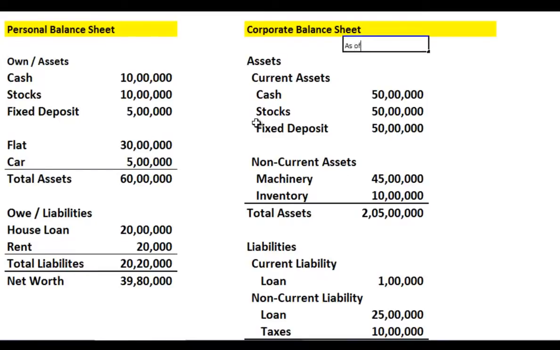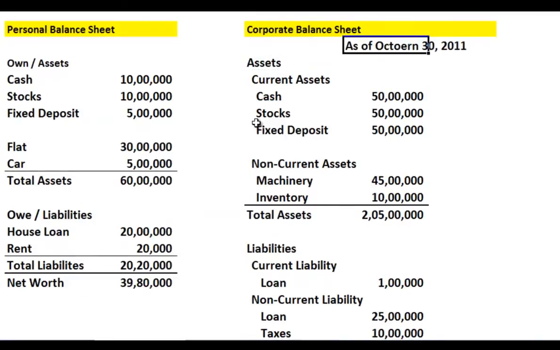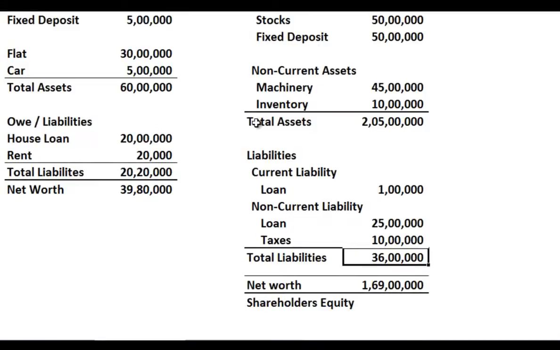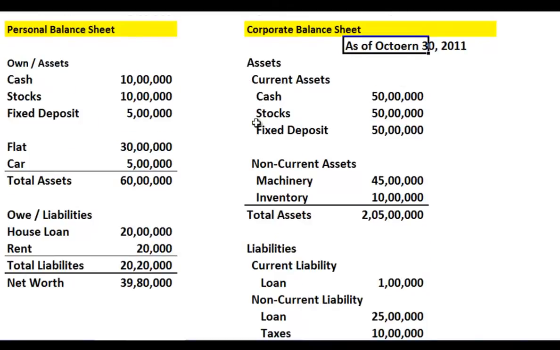For example, this company's balance sheet is going to be as of October 30th, 2011. What that essentially means is, for this company, as of October 30th, 2011, it had 50 lakhs of cash in the bank, 50 lakhs in stocks, 50 lakhs in fixed deposits, 2 crores in assets, 36 lakhs in liabilities, and 1.69 crores in net worth or shareholders equity. And it is as of a specific date. You can't show a cash balance over a period of a month. Then you have to have different columns, but a balance sheet is always the status of a company on a specific date of a year, and that's a balance sheet.